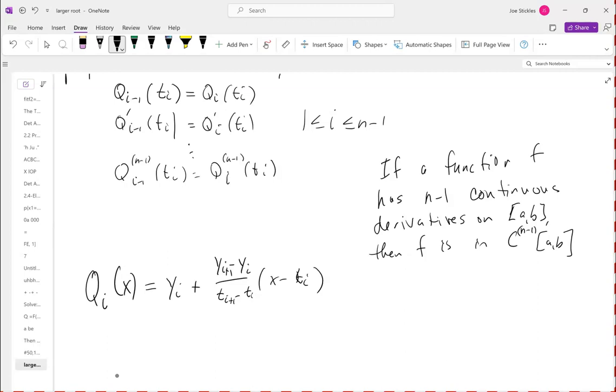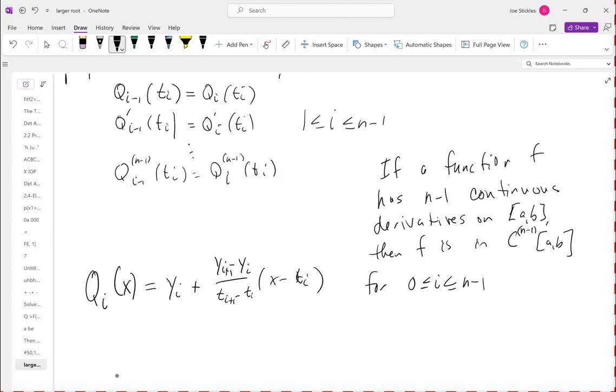And we can check: if you put t sub i in here, I get y sub i. If you put t sub i plus 1 in here, those will cancel and then your y sub i will cancel. So you get exactly what you want. All right. And this will be true then for 0 less than or equal to i, less than or equal to n minus 1. That's it for the linear one, right? We're creating what's referred to as a piecewise linear continuous function. It's piecewise linear because each of the pieces are linear.